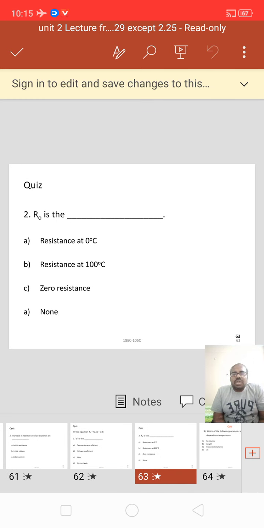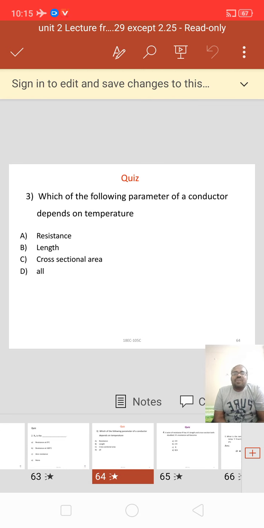Another question, R0 is the: options are A, resistance at 0 degree Celsius, B, resistance at 100 degree Celsius, C, 0 resistance, D, none. By observing this question, we can easily find that R0 is the resistance at 0 degrees Celsius.